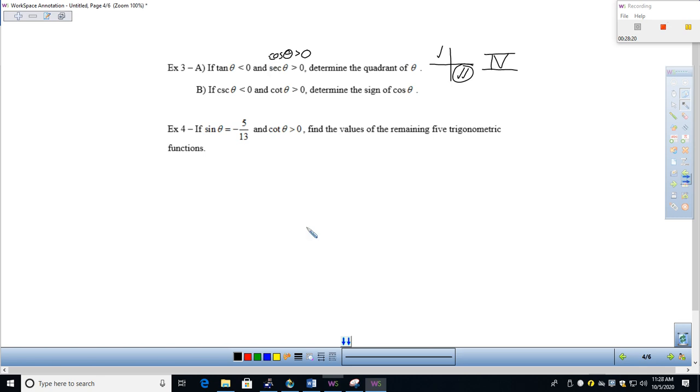Love to see if you can do B by yourself, but if not, happy to walk you through. So cosecant is negative, cotangent is positive. Where would we be? All right, well, truth be told, as soon as I see cosecant, what I'm really thinking is sine. And as soon as I see cotangent, really what I'm thinking is tangent.